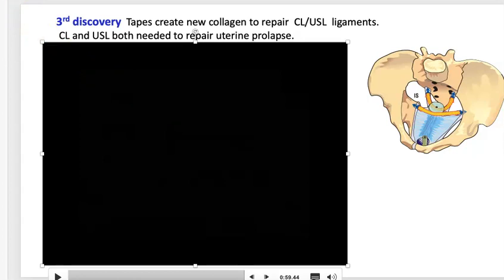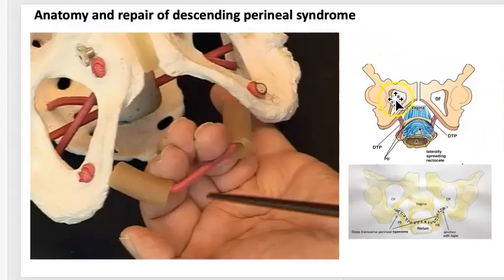sacrocolpopexy is about the descending perineal syndrome. Now, I'll show you the anatomy here.